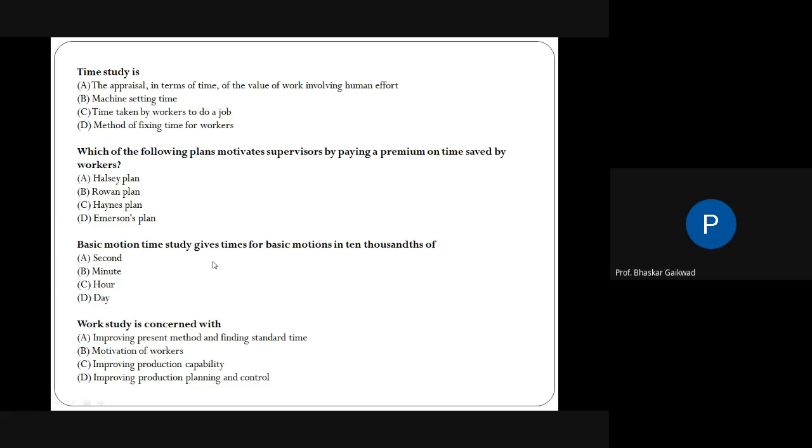Basic motion type: to reduce the time for basic motion to 10,000 of, either in seconds, minutes, hours, or days.